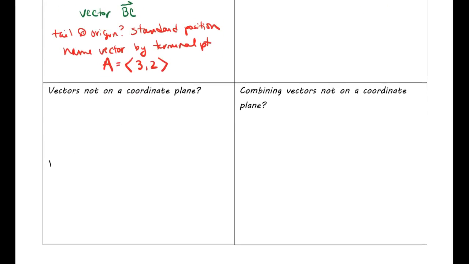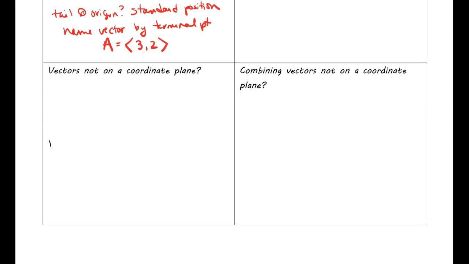We're going to talk about vectors that are not on a coordinate plane, and then we're going to talk about combining vectors that are not on a coordinate plane. So let's say that we have something similar to the A that was above, okay? And there is no frame of reference. We don't know this point. We don't know the terminal point, and our job is just to do something with it. So maybe this is vector W, and somebody says, okay, I want you to do 1/2 of W.